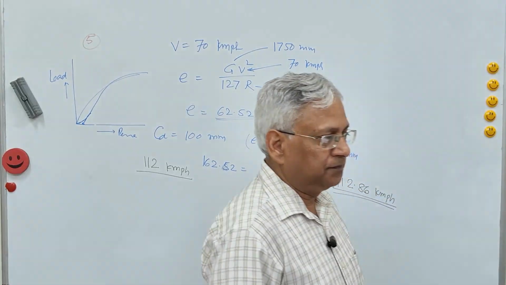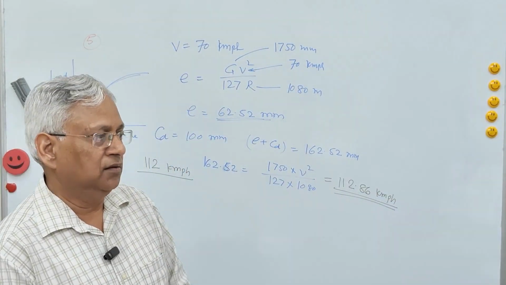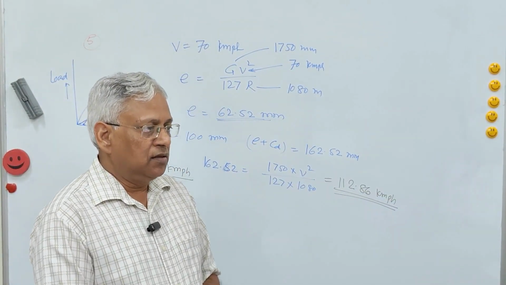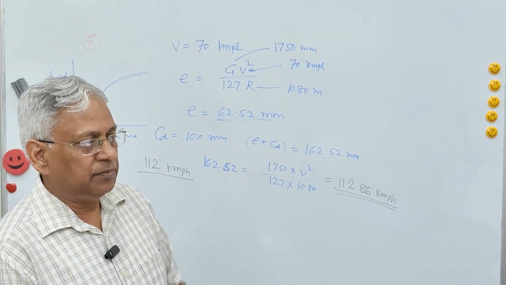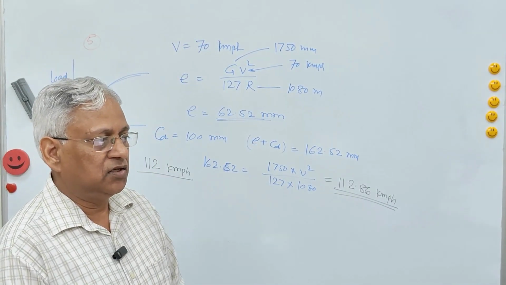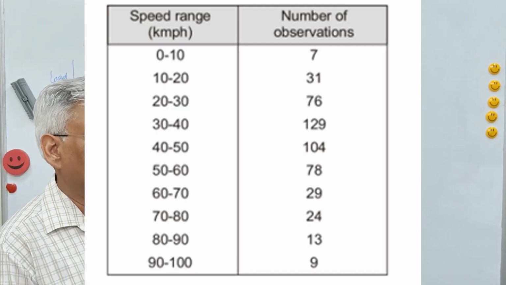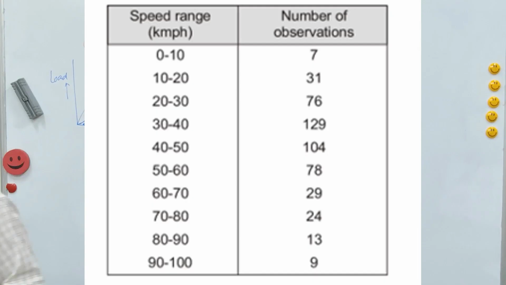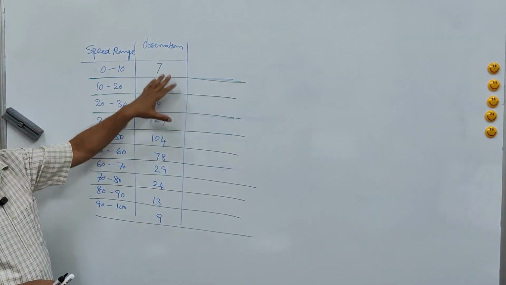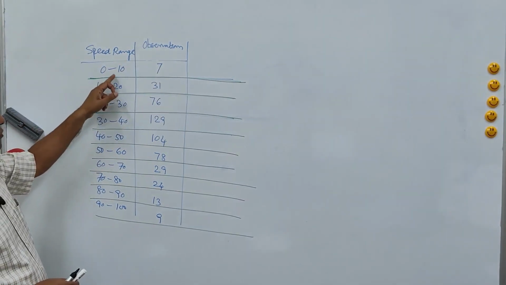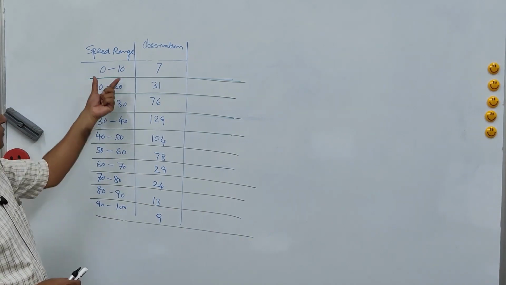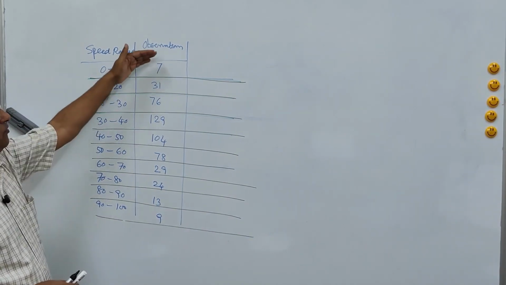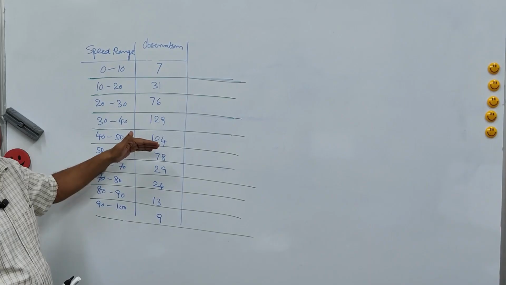Question number 7 is a bit longer question. The consolidated data of a spot speed study for a certain stretch of a highway is given in the following table. This is the data given. The speed range from 0 to 100 in steps of 10 km per hour and frequency, number of observations.